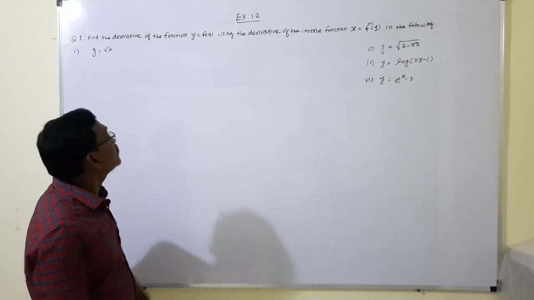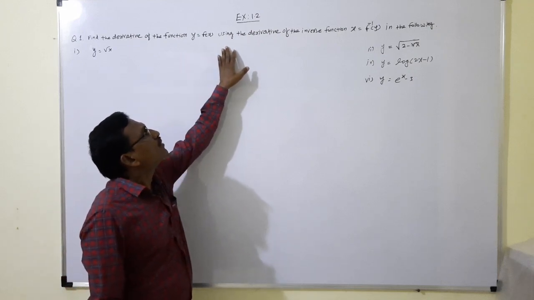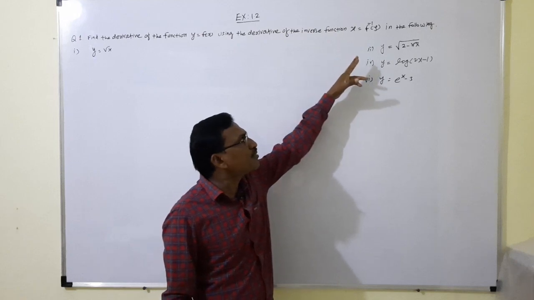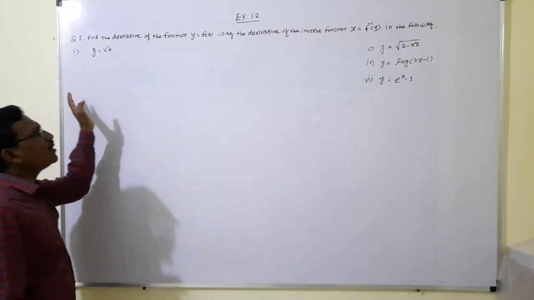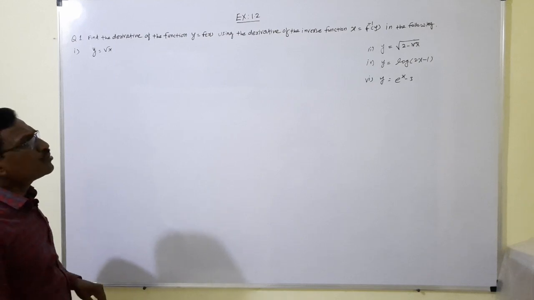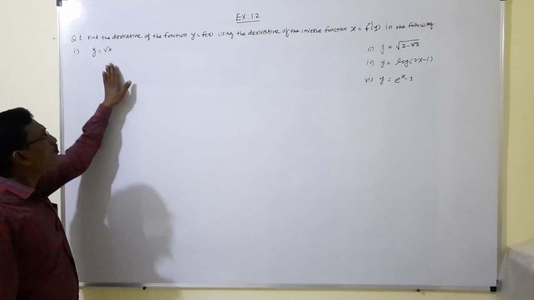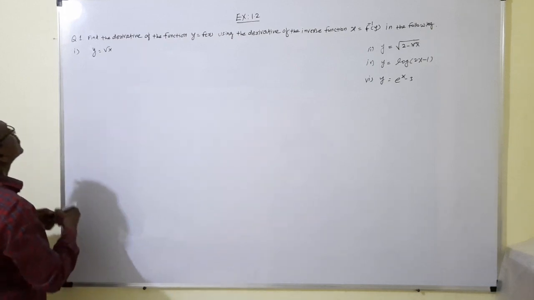First question: find the derivative of the function y equal to f of x using the derivative of the inverse function x equal to f inverse y in the following functions. The first example, y equal to root x. Here we have to find the derivative of this function y equal to root x by using its inverse function.